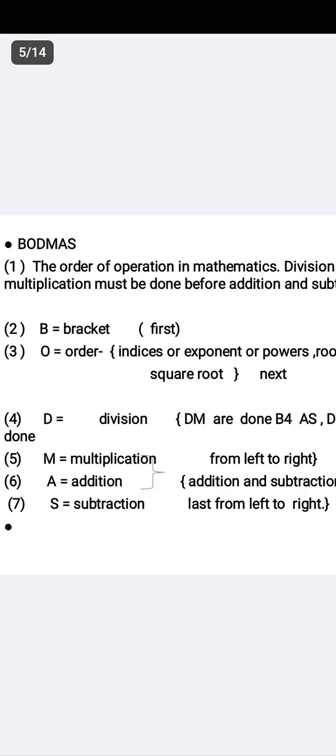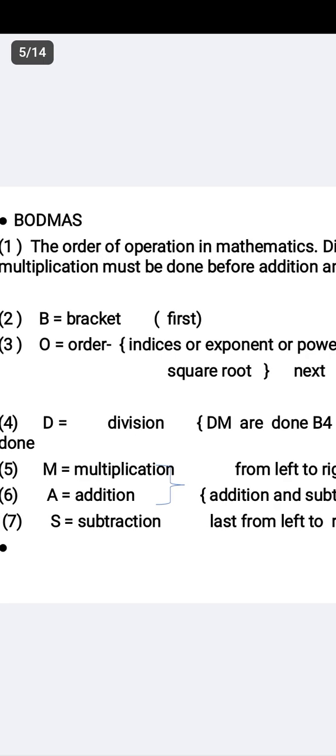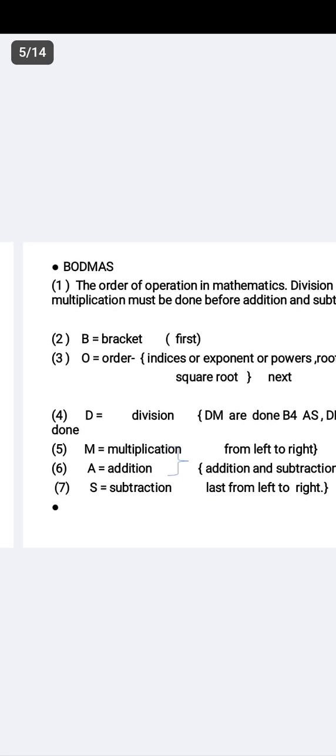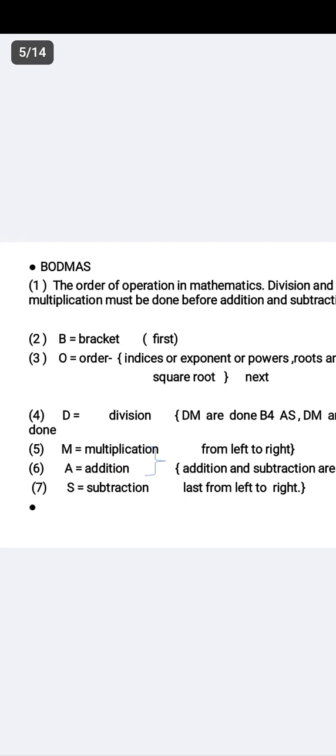Now, let us break down that BODMAS. In that acronym BODMAS, B stands for brackets, O stands for order, D stands for division, M multiplication, A addition, and S subtraction. What did they mean? Brackets come first. In any mathematical operation that involves multiple operators, first of all, resolve what is inside the brackets.